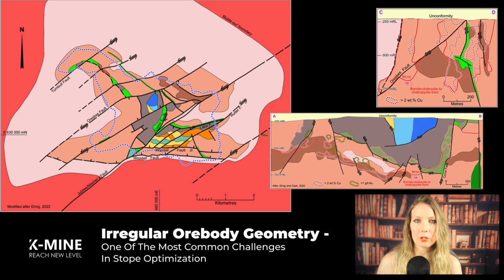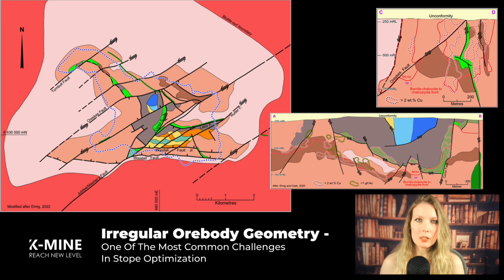Irregular ore body geometry is one of the most common challenges in stope optimization, dealing with deposits that do not conform to regular shapes. Many underground ore bodies have intricate structures influenced by folding, faulting, and intrusive formations, making it difficult to define optimal stope boundaries. Traditional manual design approaches struggle with such conditions, often leading to suboptimal recovery or excessive dilution.